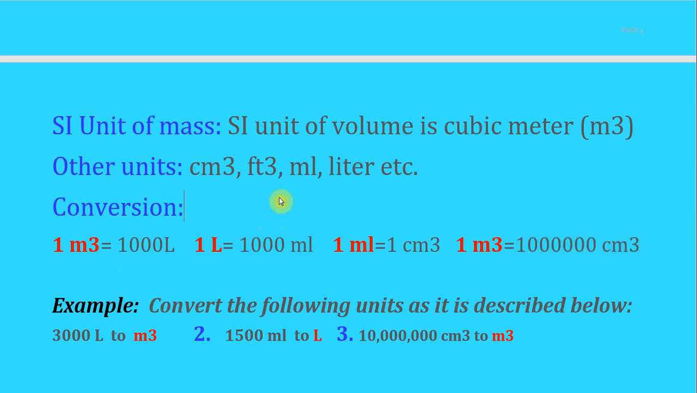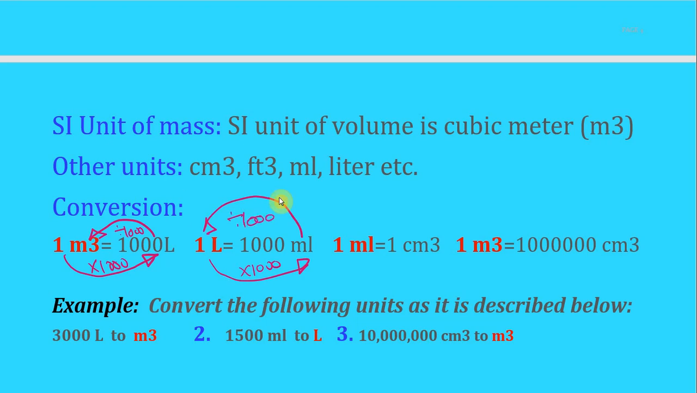So remember, whenever you want to convert meter cube into liter, you have to multiply by 1000. And whenever you want to convert liter into meter cube, then you have to divide by 1000. Here 1 liter is equal to 1000 milliliters. So whenever you want to convert liter into milliliter, you have to multiply by 1000. But if you want to convert milliliter into liter, then you have to divide by 1000.